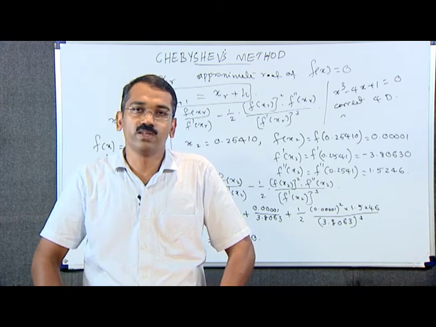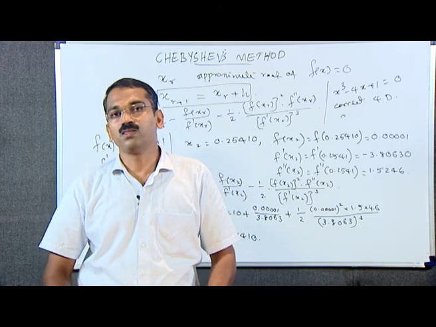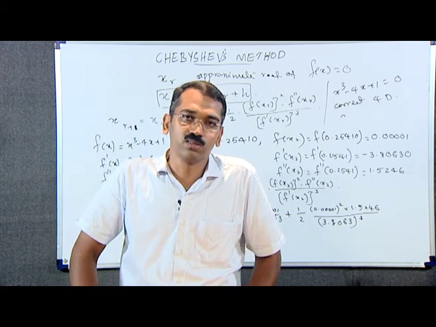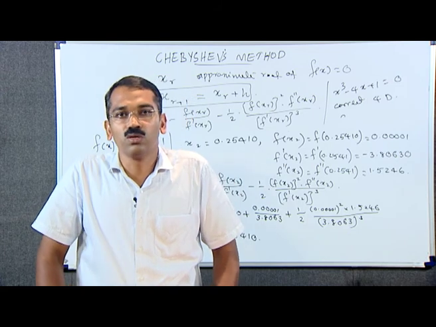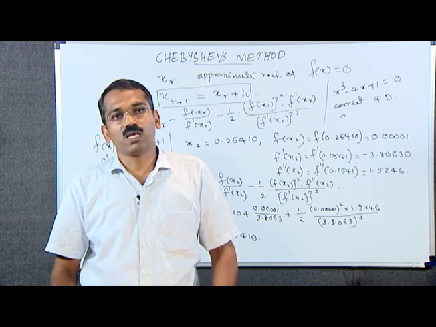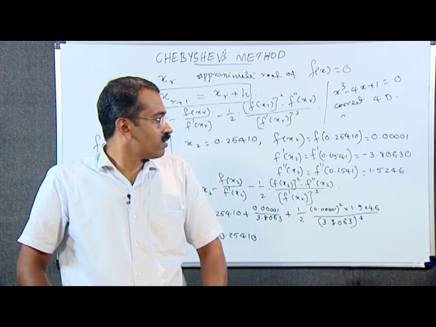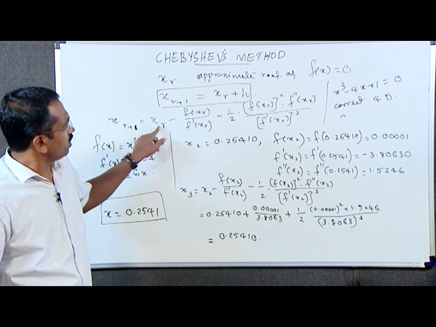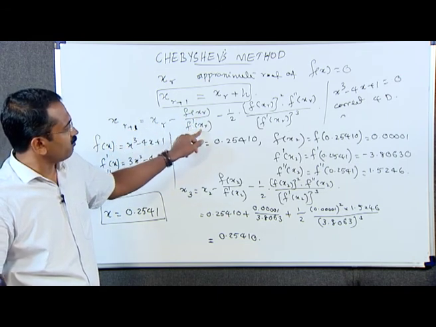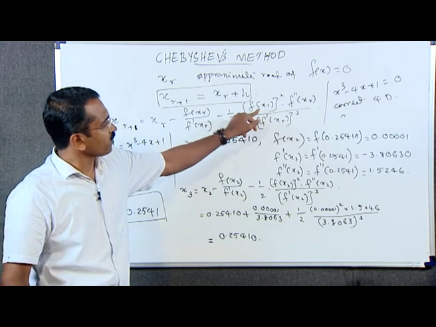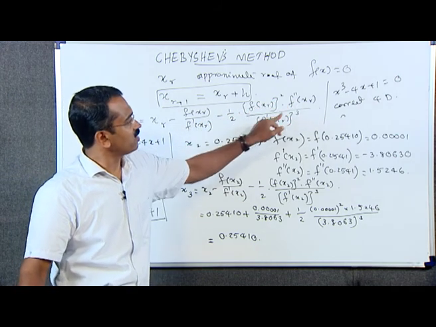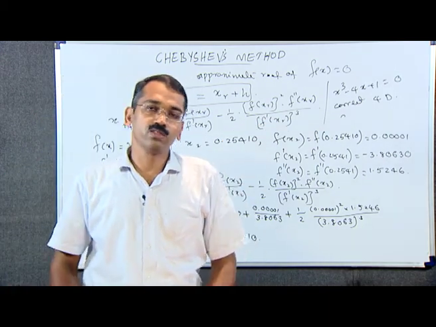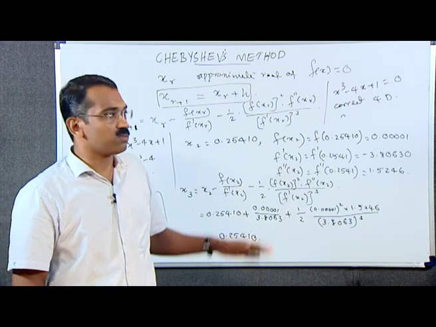With this example, let me conclude this session. In this session, we discussed the Chebyshev's method, which is a method to solve an algebraic or transcendental equation. In this method, the iterative formula is x r plus 1 is equal to x r minus f of x r divided by f dash of x r minus 1 by 2 into f of x r square into f double dash of x r divided by f dash of x r the whole cube. And we have done one example for this method.